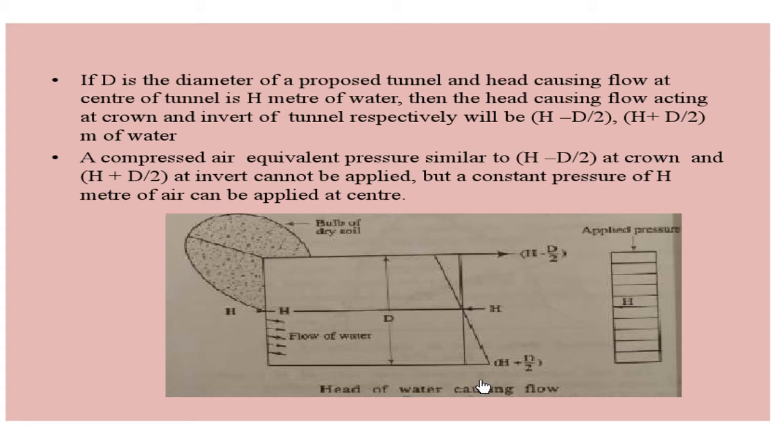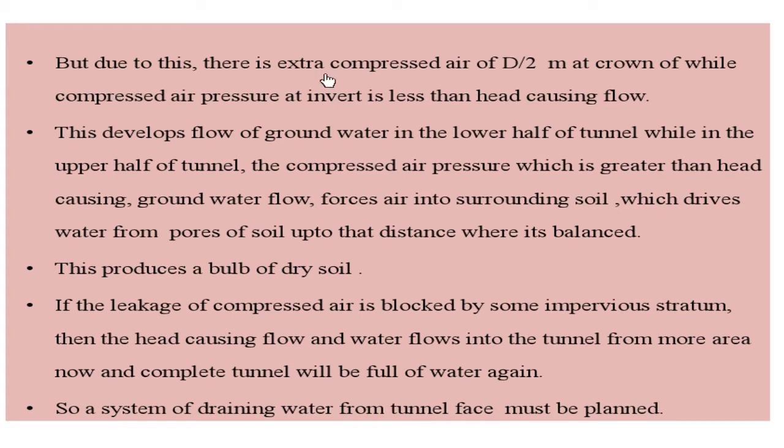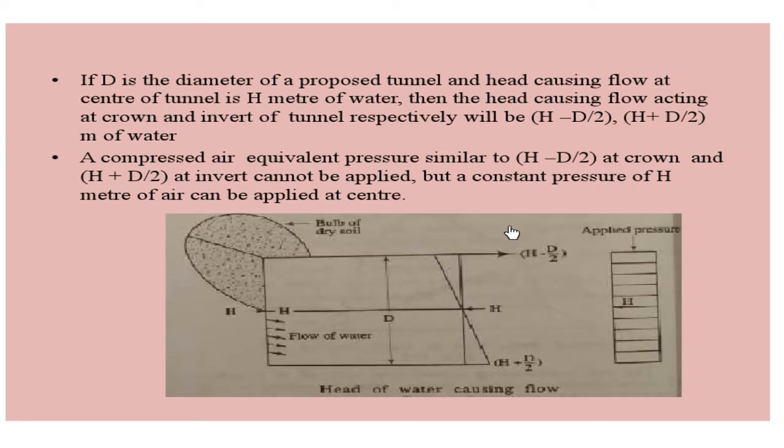So just imagine that we are applying a constant pressure of h meter of air exactly at the center portion. Now what will happen? When we do that, there is an extra compressed air of d by 2 meter at the crown, and at the invert it is less than the head causing the flow. So here the value is h minus d by 2. What do we mean by h minus d by 2? The head causing flow at the crown portion is h minus d by 2. Now when you apply compressed air of h, that is sufficient in the center portion.